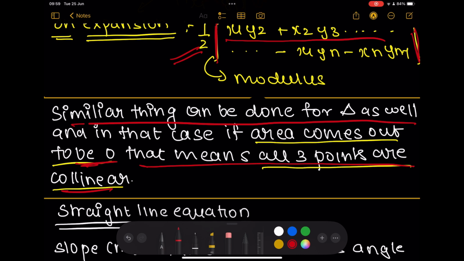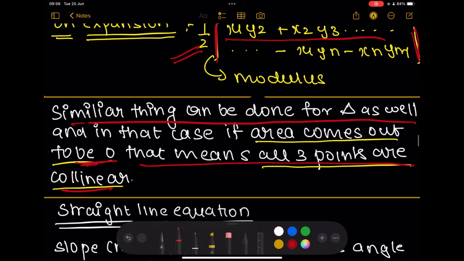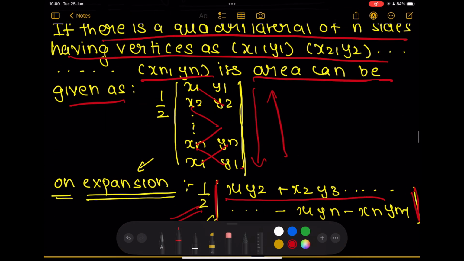Like if you are given any 3 points x1 y1, x2 y2, x3 y3, just write them in the above manner. See, I also forgot to tell you one other point. Once you go until xn yn, you should again write x1 y1, only then this formula works. Whatever point you started from, the same point should be there again at the last, you should add that, okay?